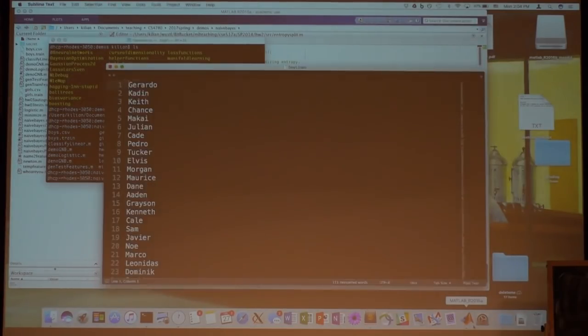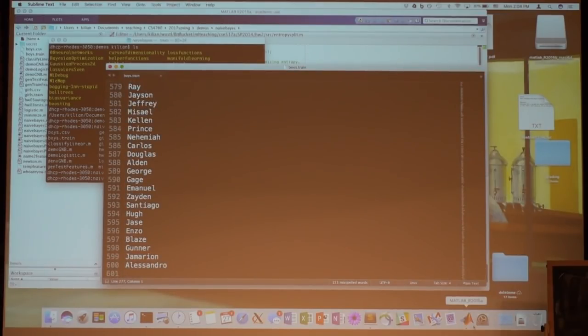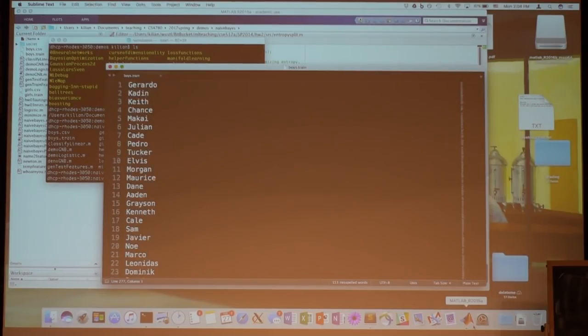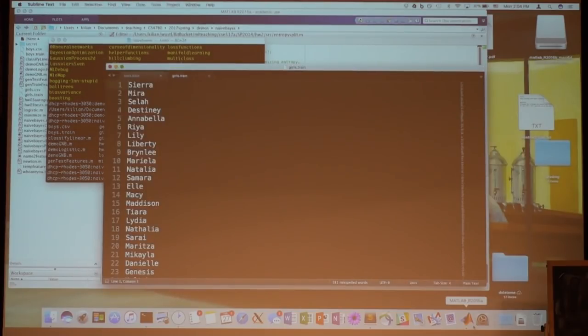Boys.train. So here's a list of, basically what I did is I went through some list of baby names and I randomly picked 500 or 600 names that are registered in the United States as boys. And then we also have 600 names that tend to be girls. So Sierra, Myra, Destiny, Annabella, etc. And so the task is the following. Given a name that's not in that list, you should predict if it's a boy name or if it's a girl name.